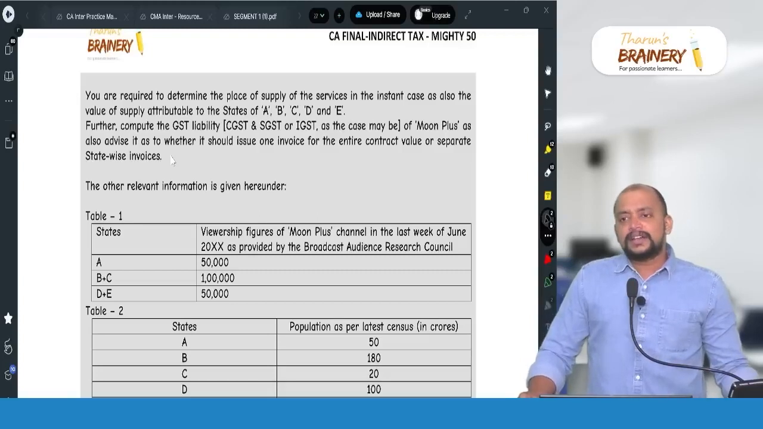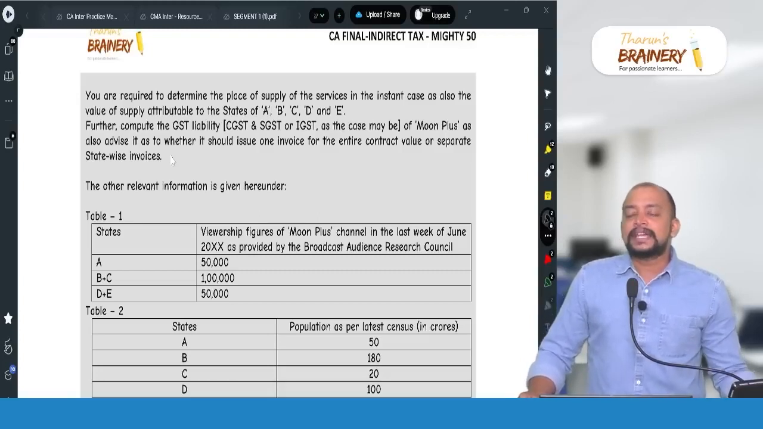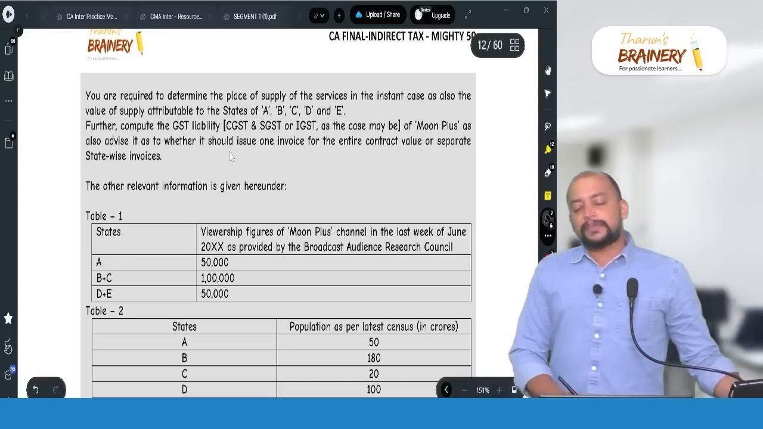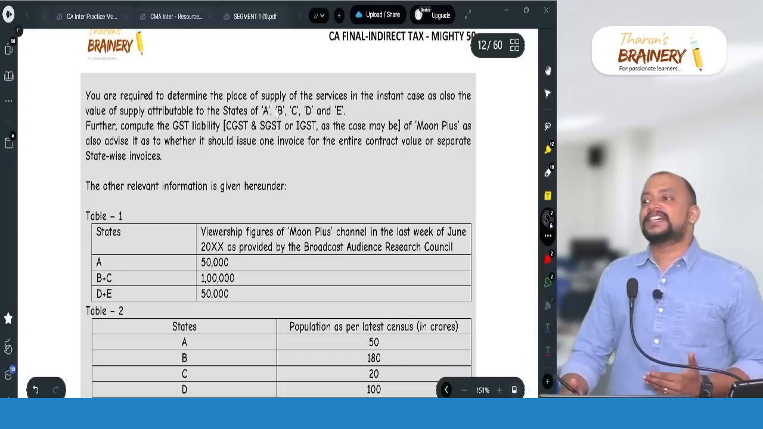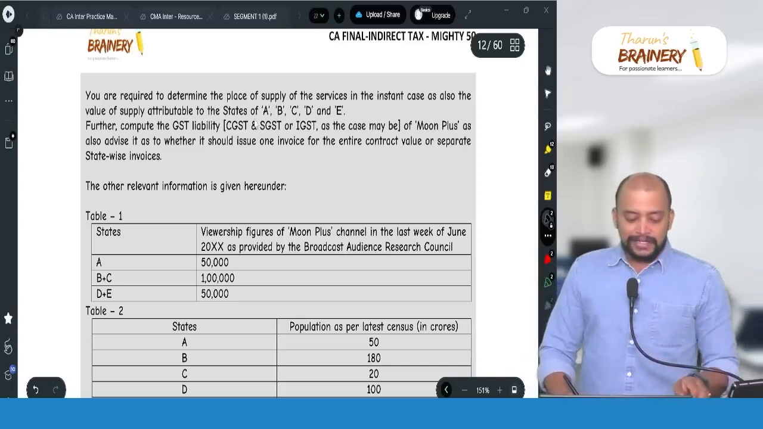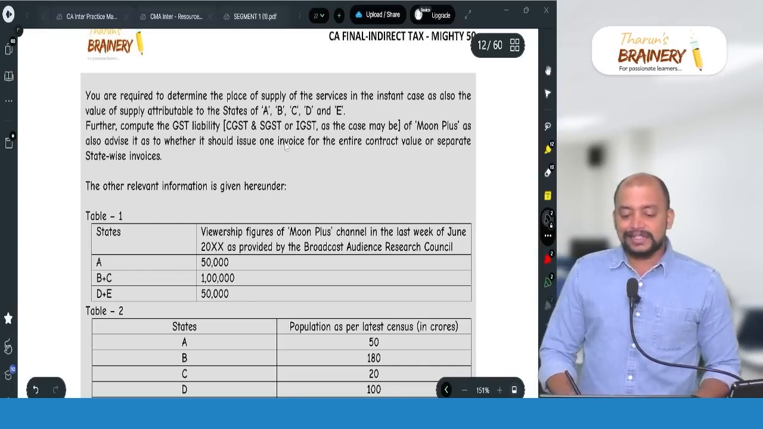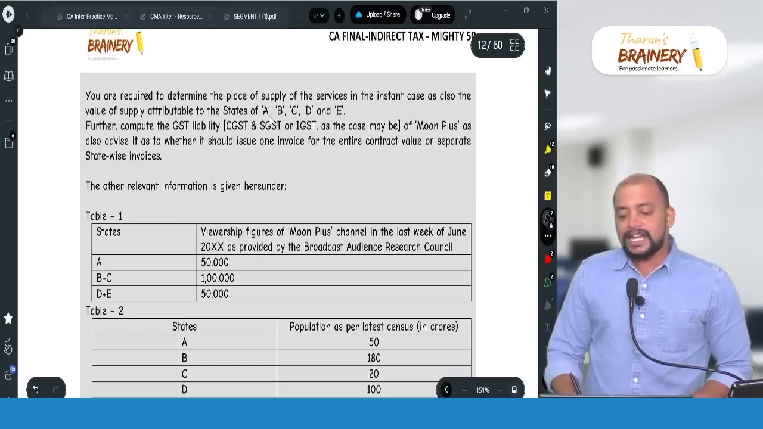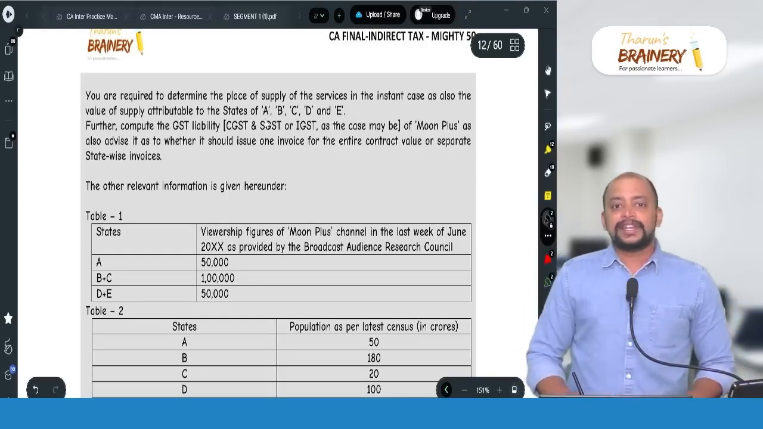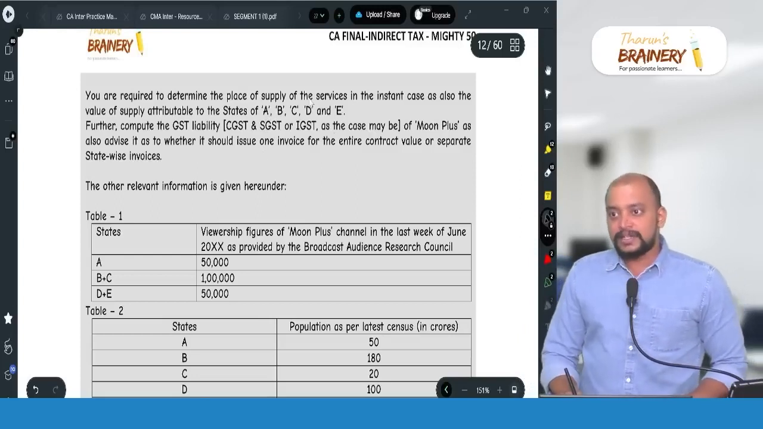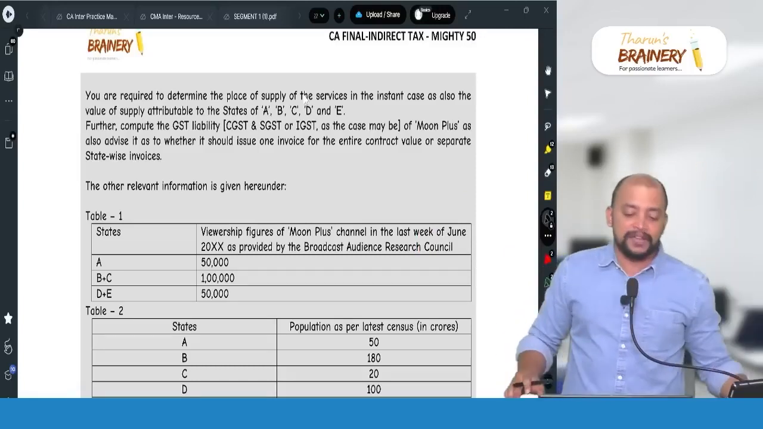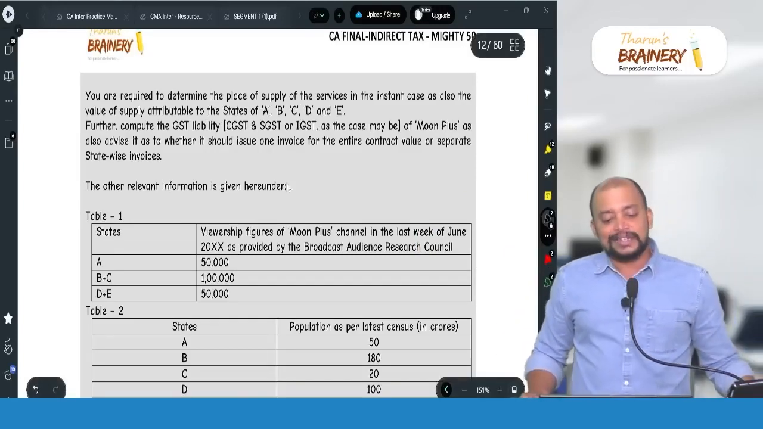Now, whenever the place of supply differs, in single invoice we cannot give more than one place of supply, because the place of supply as per section 12 is each state where the advertisement is provided, which means the place of supply in this case is state A, state B, state C, state D and state E. When each and every state is the place of supply, accordingly a single invoice will not be sufficient. So there is a need of multiple invoices, because the place of supply differs. So therefore, multiple invoices means total 5 invoices to be given by Moon Plus channel to that statutory body.